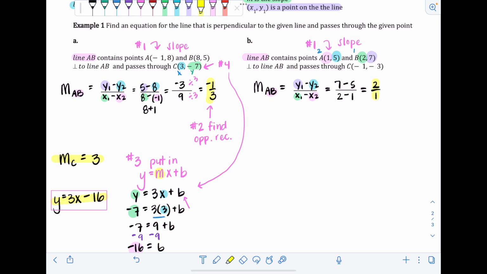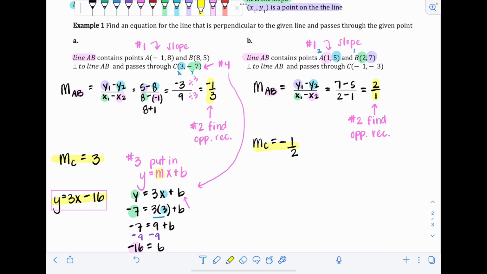And then for the second step, we need to find the opposite reciprocal of that number, because we want our line to be perpendicular. If we wanted it to be parallel, we would just keep that same slope, but we want it to be perpendicular, so we need to find the opposite reciprocal. So I'm going to do it the same way here. I'm going to say the slope of line C, my new line that I'm trying to find, is the opposite reciprocal of 2 over 1. Since 2 over 1 is positive, it'd be negative. And then we flip 2 over 1 to 1/2.